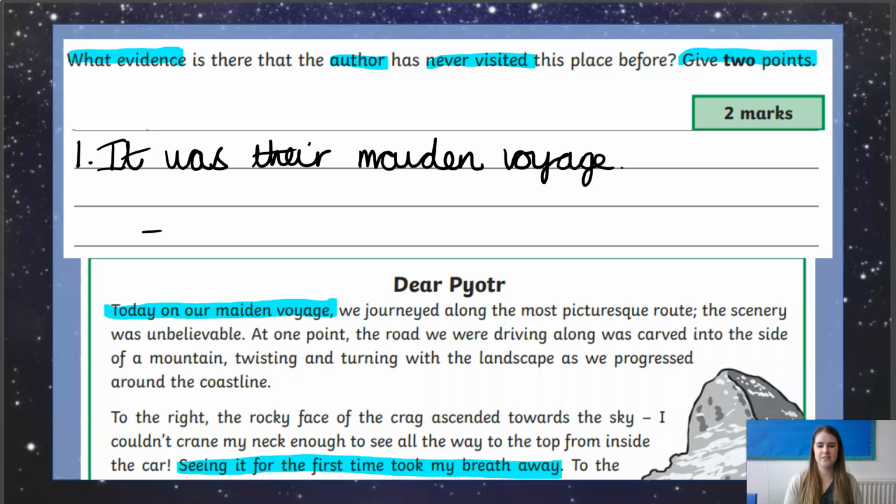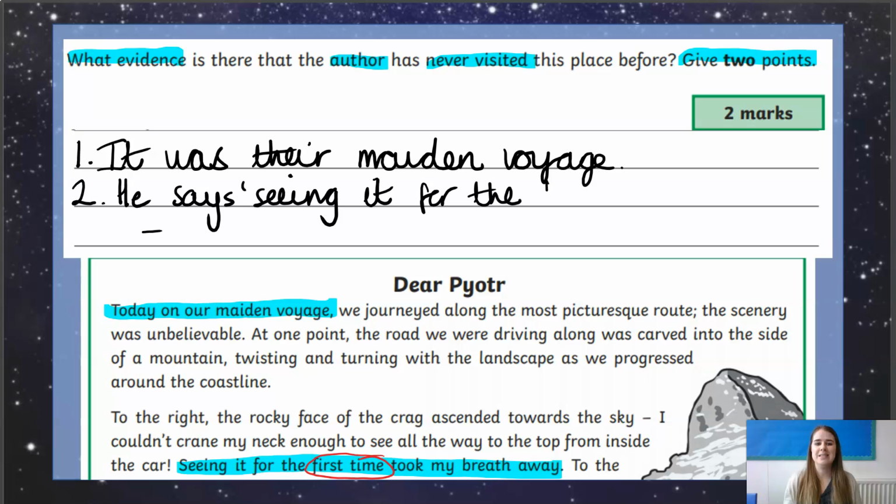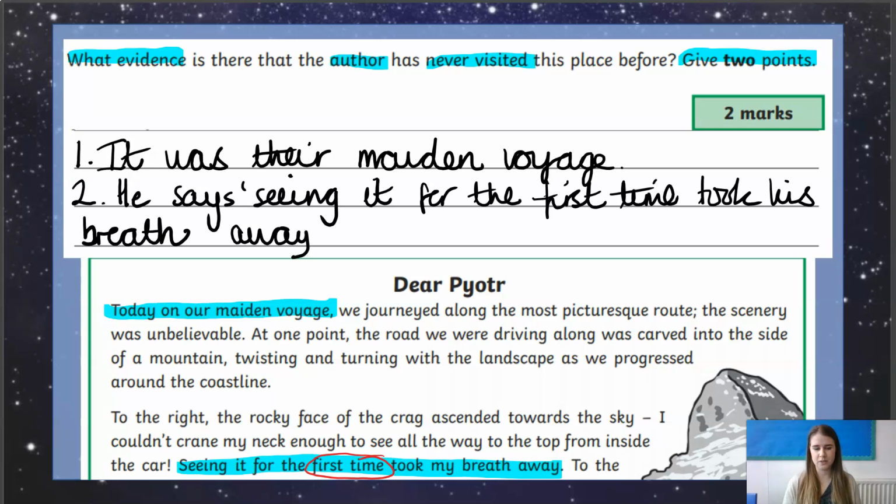Now it says here, seeing it for the first time. What's the evidence that they've never visited it before? Well, if he'd visited before, it wouldn't be the first time he'd seen it. It would have said, oh, we see this every time we drive this route to go and see my grandma or whatever. So when it says seeing it for the first time, that's the clue that it's the very first time he's seen it. So he's never seen it before up until now. So my second point is he says seeing it for the first time took his breath away. So there's my 2 parts of that answer to suggest they've never been there before.